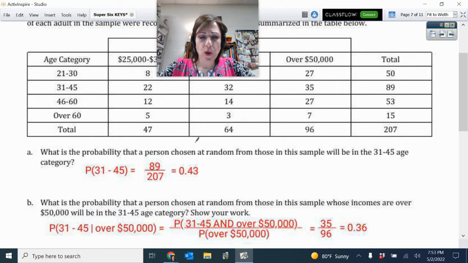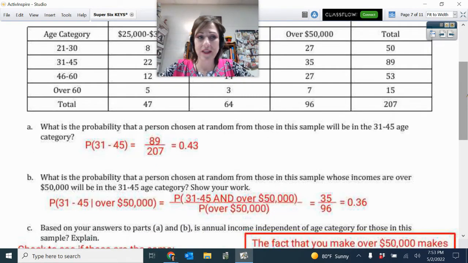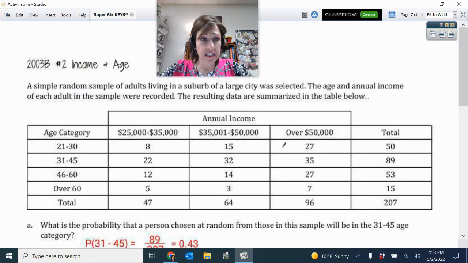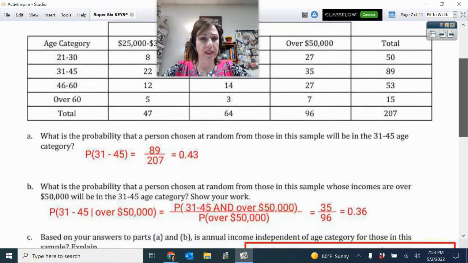So what's the probability that a person chosen at random, out of all of them, will be in the 31 to 45? So that's of course your 89 out of the total 207. So there is that. The probability of being in that out of the sample that they chose, which I bet was just a simple random sample. So one sample, you picked a person out and you said, okay, what age category are you in, and what income bracket are you in, and then you put them in that part of the matrix. Okay, so that's what's happening with this two-way table.